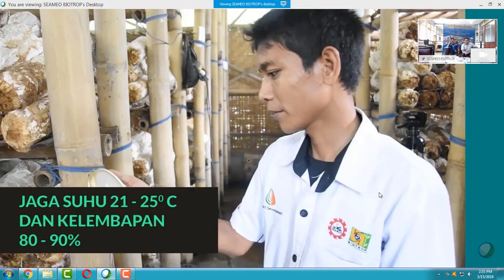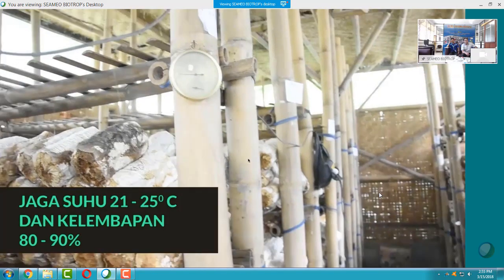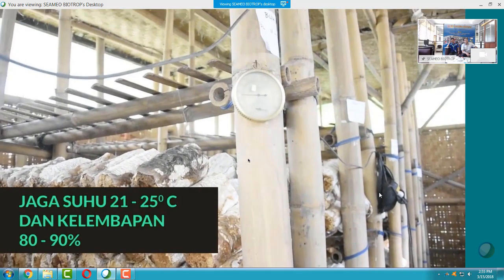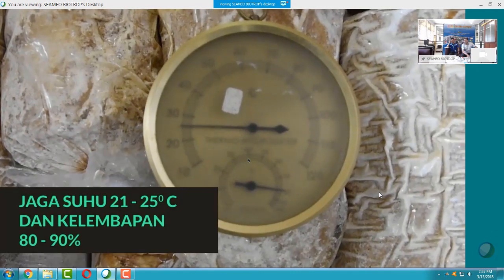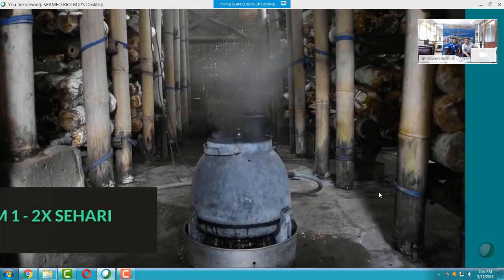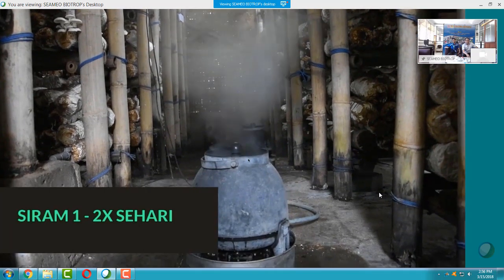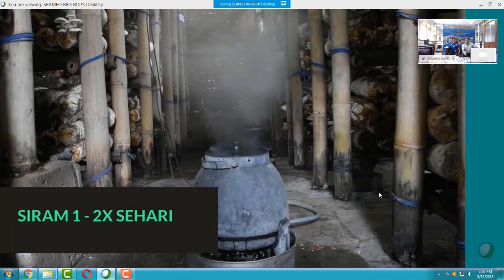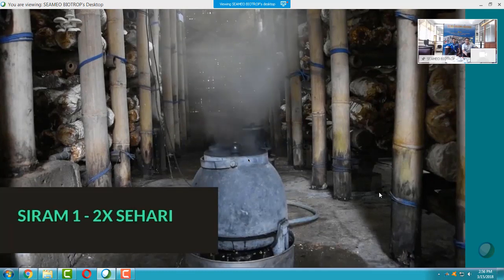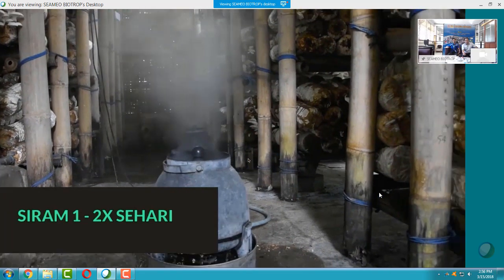And make sure that the temperature is 25 degrees Celsius and the humidity is about 80 until 90%. And we use a hygrometer to measure the humidity. And if the humidity is too low, you can use the fog machine like this one. Fogger, yeah. So it can increase the humidity in the room. And don't forget to sprinkle some water onto your baglog to keep them moist.